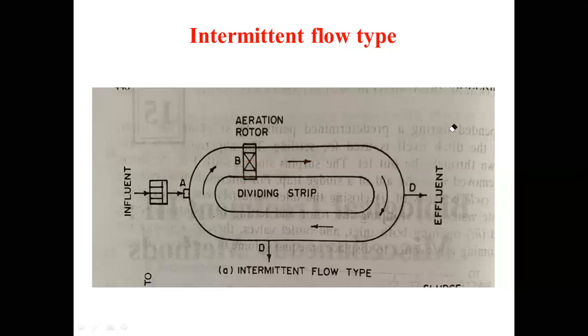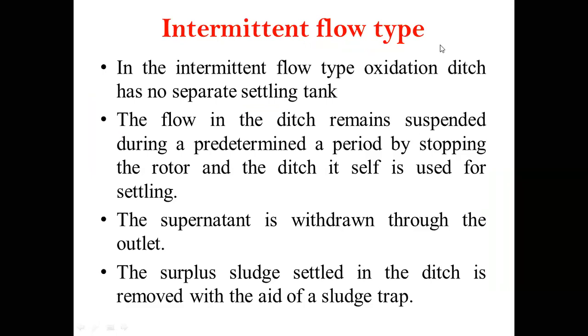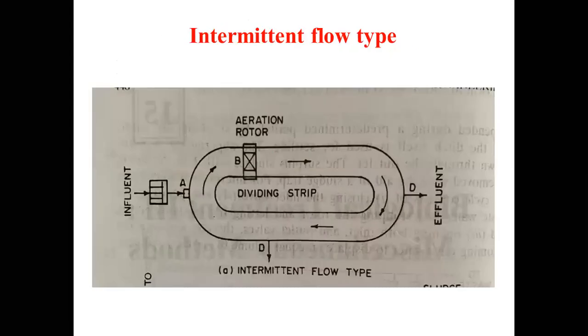Now we'll see the second type. I have written here: in the intermittent flow type, the oxidation ditch has no separate settling tank. इथं separate settling tank होत नाही, तर काय केलं जातं की पहिल्यांदा aeration, whatever aeration period you have decided, that will be performed. Then after aeration, you stop the aerator and allow it to settle there itself. Then the supernatant will be removed from the top side, and settled sludge will be removed from the bottom side. So both activities are performed in one tank. That is the intermittent flow type, or batch type, or fill and draw type.